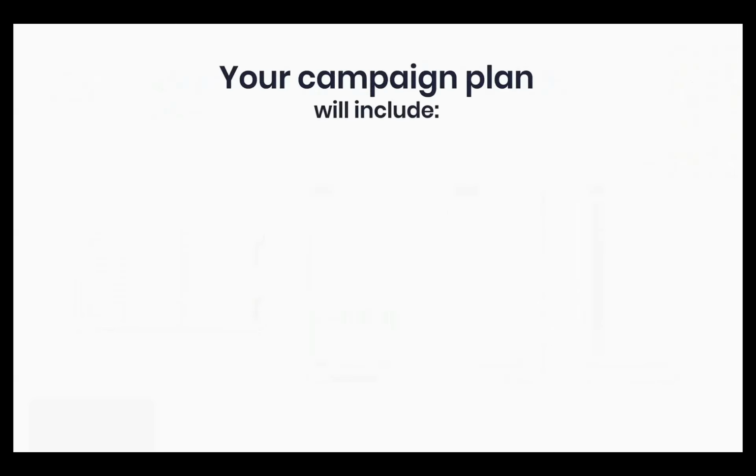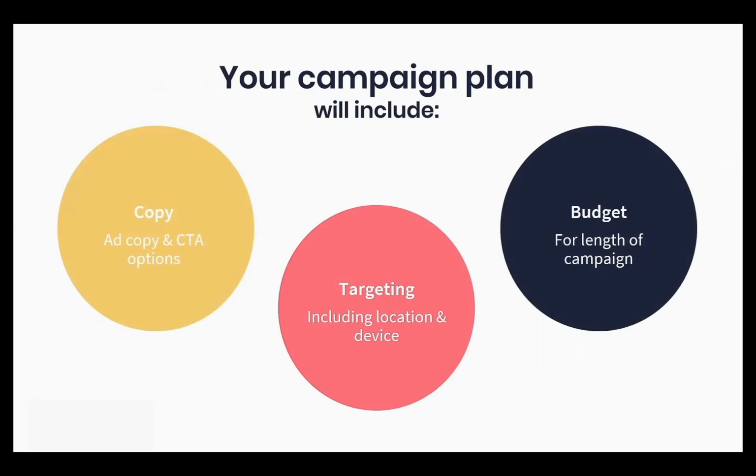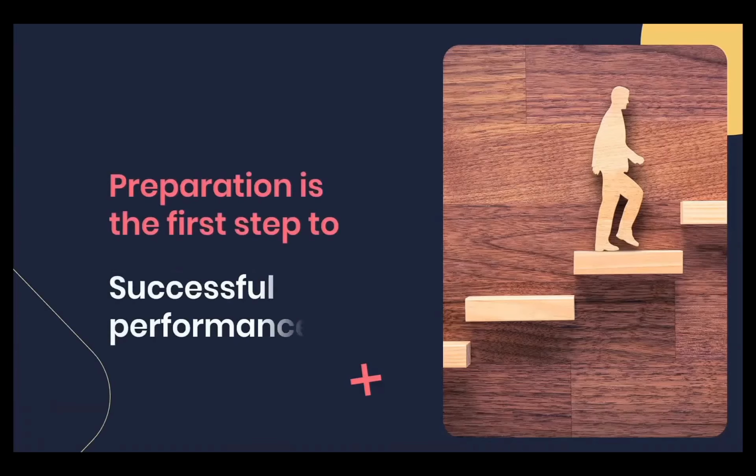Then you would have also prepped your ad copy, including call to action options or different call to action buttons. You would have also prepped your targeting, which would be including the location and the device. And then, of course, your budget for the length of the campaign. Now, we will be going through all of this in the campaign creation. So we are going to be creating a campaign from scratch.